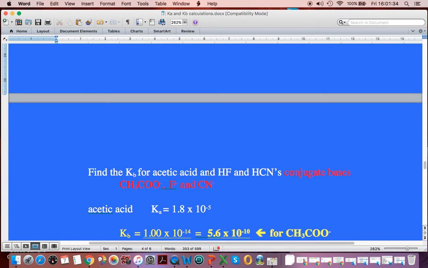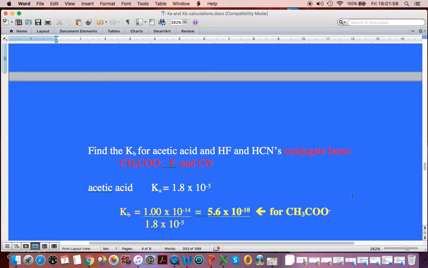So we have a bunch of weak acids, and we're interested in the Kb's for their conjugate bases. If we have acetic acid, we get rid of the H and it's CH3COO minus, which is the acetate ion. Get rid of the H and we're left with F minus. Get rid of the H, we're left with CN minus. Well, we look up on our chart and we see the Ka is 1.8 times 10 to the minus 4. Oh, sorry, 1.8 times 10 to the minus 5. And we go Kb equals Kw divided by the Ka, this number here. And we get 5.6 times 10 to the minus 10.